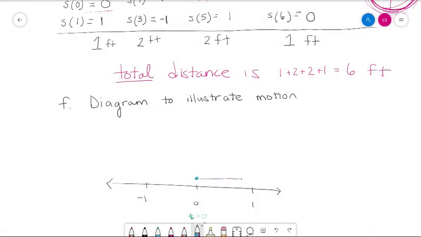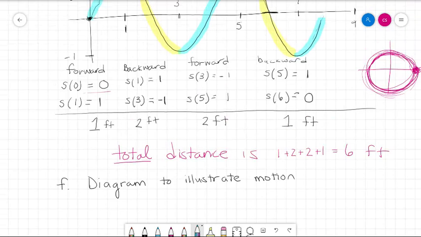So I'm going to draw arrows to say the direction. At time equals 1 second, our position is 1 foot. I think I'll leave out the units, or else it's just going to get crazy. And then after 1 second, what happens?